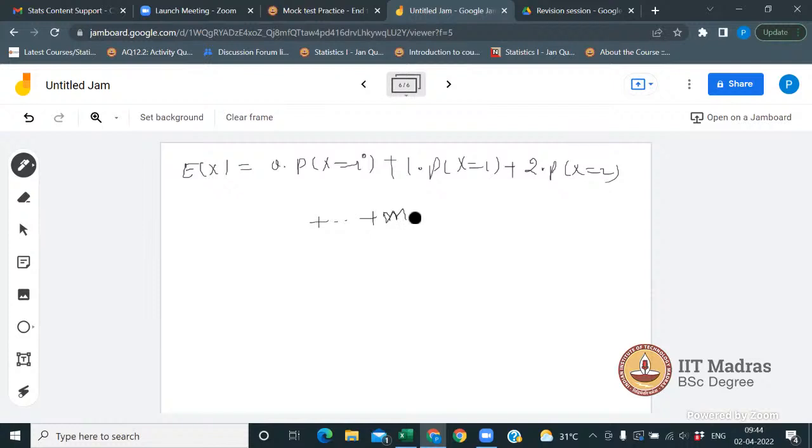m red balls are there, so m into probability of x equal to m. When you calculate these things, you will get m into n by capital N.